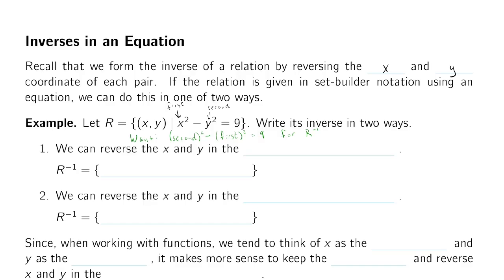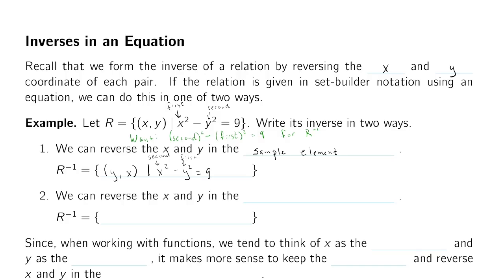The first way is to swap the order of the symbols x and y in the sample element. So we'll still have the set of pairs where x squared minus y squared is 9. But now we'll say that they're the pairs y, comma, x. So notice this is now the second element, the second entry in each pair. And this is the first. So we accomplished what we wanted.